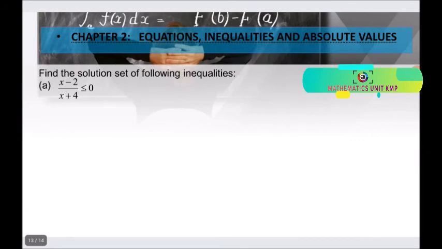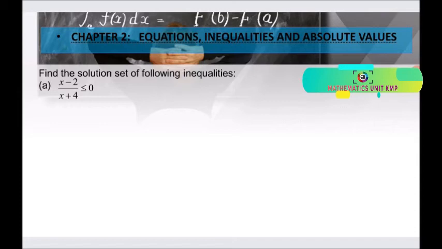Let's look at the first example. Find the solution set of the following inequalities. x minus 2 over x plus 4 less than or equal to 0. Okay, so we have already learned two methods. The first one, real number line, and the second one, table of sign. So we can use either method to solve this equation. Let's use the first method, real number line.